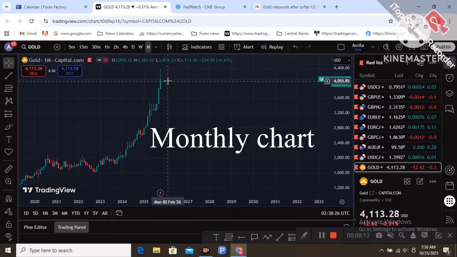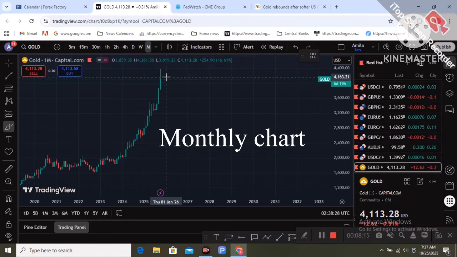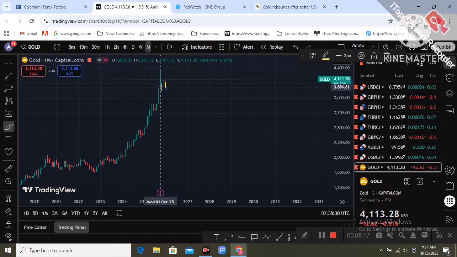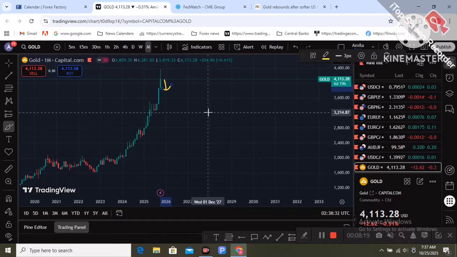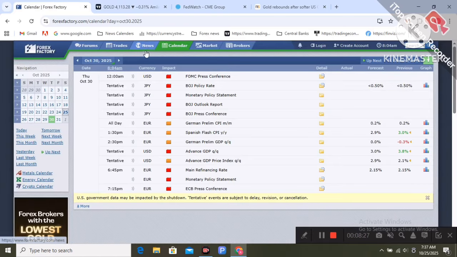This is the monthly chart. Buyers are still dominant, so there are green candles. I am seeing that next week some sellers can become dominant in here. I am thinking next month can happen like this.